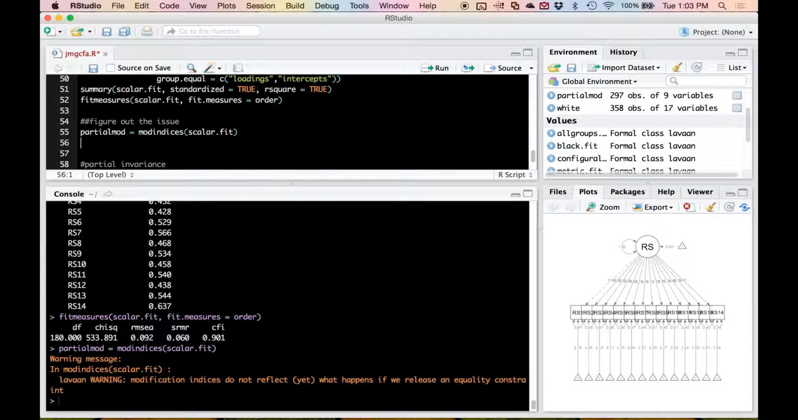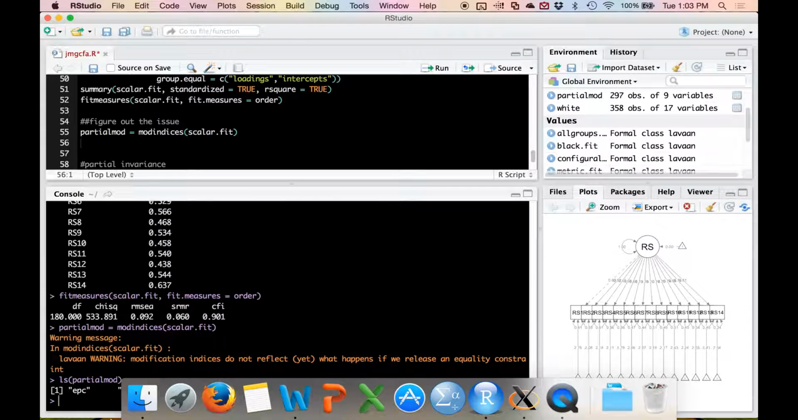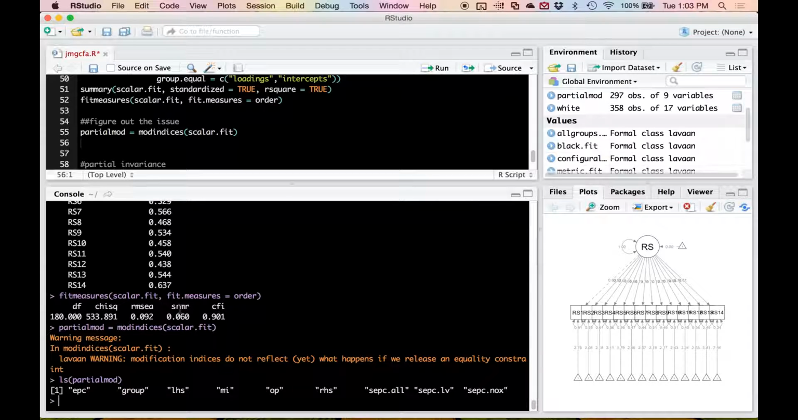And so you want to save them, because if you don't save them, it's a big old mess of all these things to look at and you will be miserable. So we're going to save them and subset them out. This is a list when I save it. So watch this. If I do ls, tell me what's in this partial mod thing. Remember, ls just gives me a list of all the options. We've got EPC, group, and all these other different things. But what we really want is OP here.